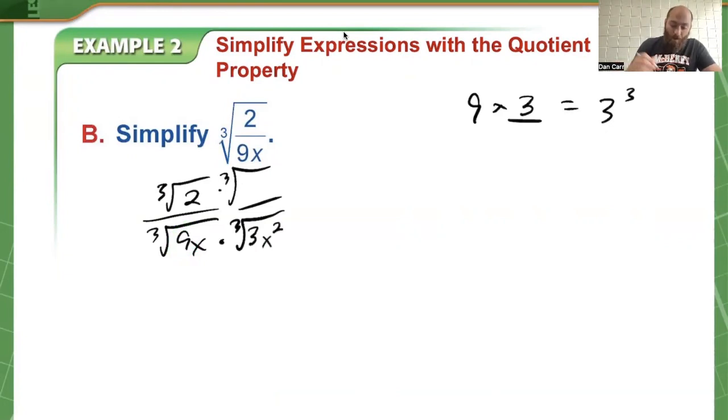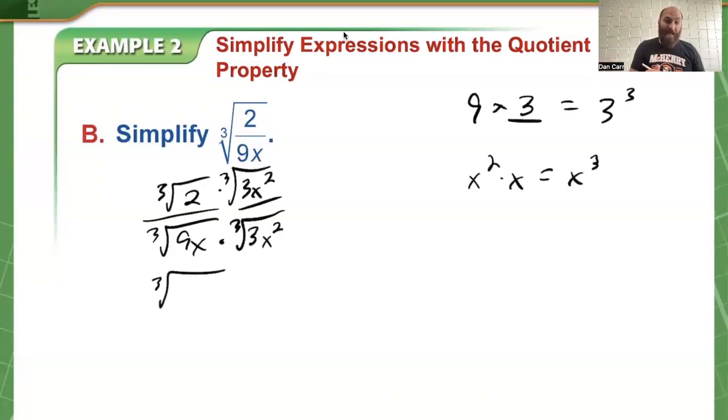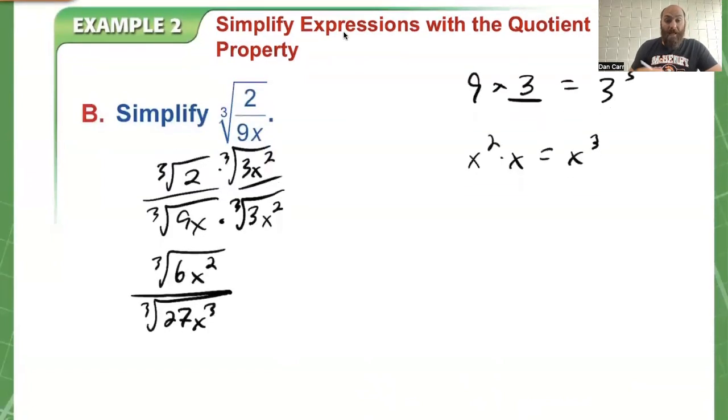X times x squared will give me a perfect cube there, right? Because x squared times x is going to be x to the third power. So that's what I'm going to do for my numerator and my denominator. So it gets weird because of the perfect cube that we're looking for. So my numerator, the cube root of, and using my product property, I can put these together. 2 times 3 is 6, and then x squared. In my denominator, I'm going to have now the cube root of 27x to the third. Okay, and again, the whole reason for that is this is a perfect cube.